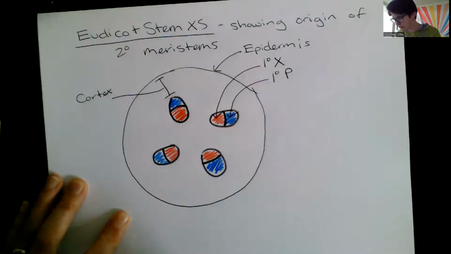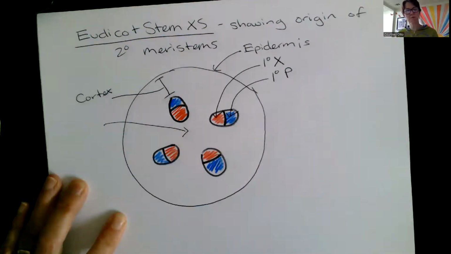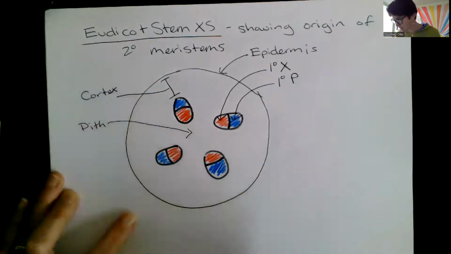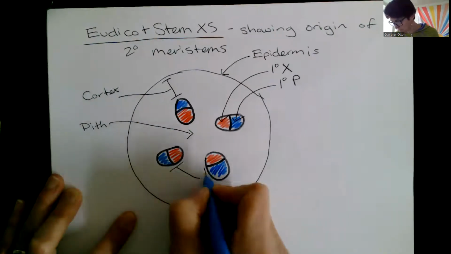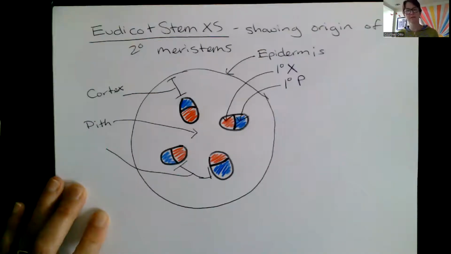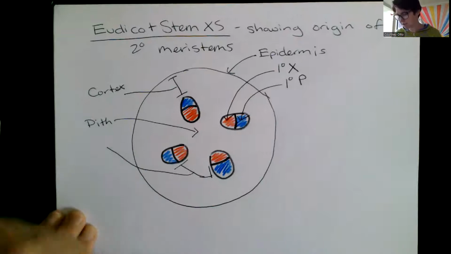If we're dead center in our stem, inside of those bundles, we're looking at the pith. And then finally, if we're in between those bundles, right, in these regions right here, that's the region of ground tissue that we just call pith rays, because they're rays of pith that radiate in between our bundles of vascular tissue.